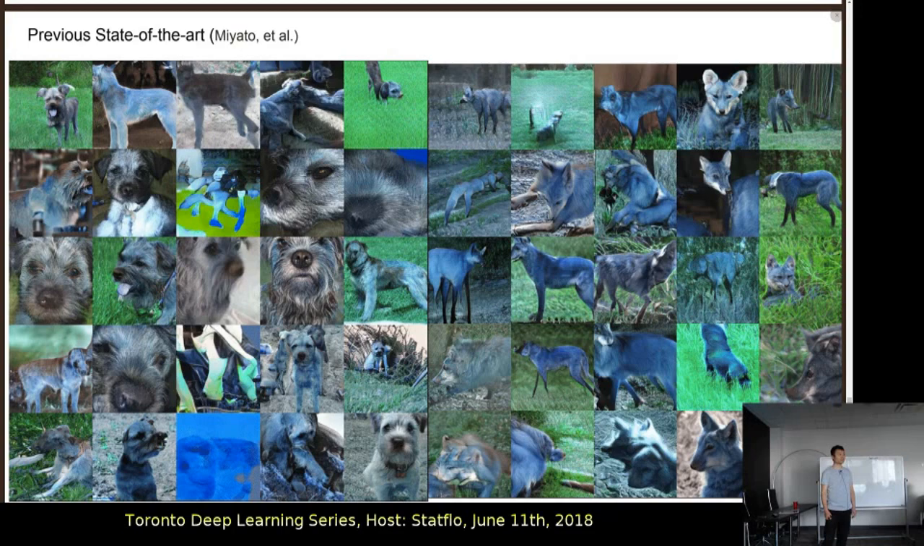Okay, but these images already have spectral normalization applied to the generator, supposedly. Yeah. But this paper goes even further. They apply it to the discriminator as well. Right. Okay, all right, let's move on then.